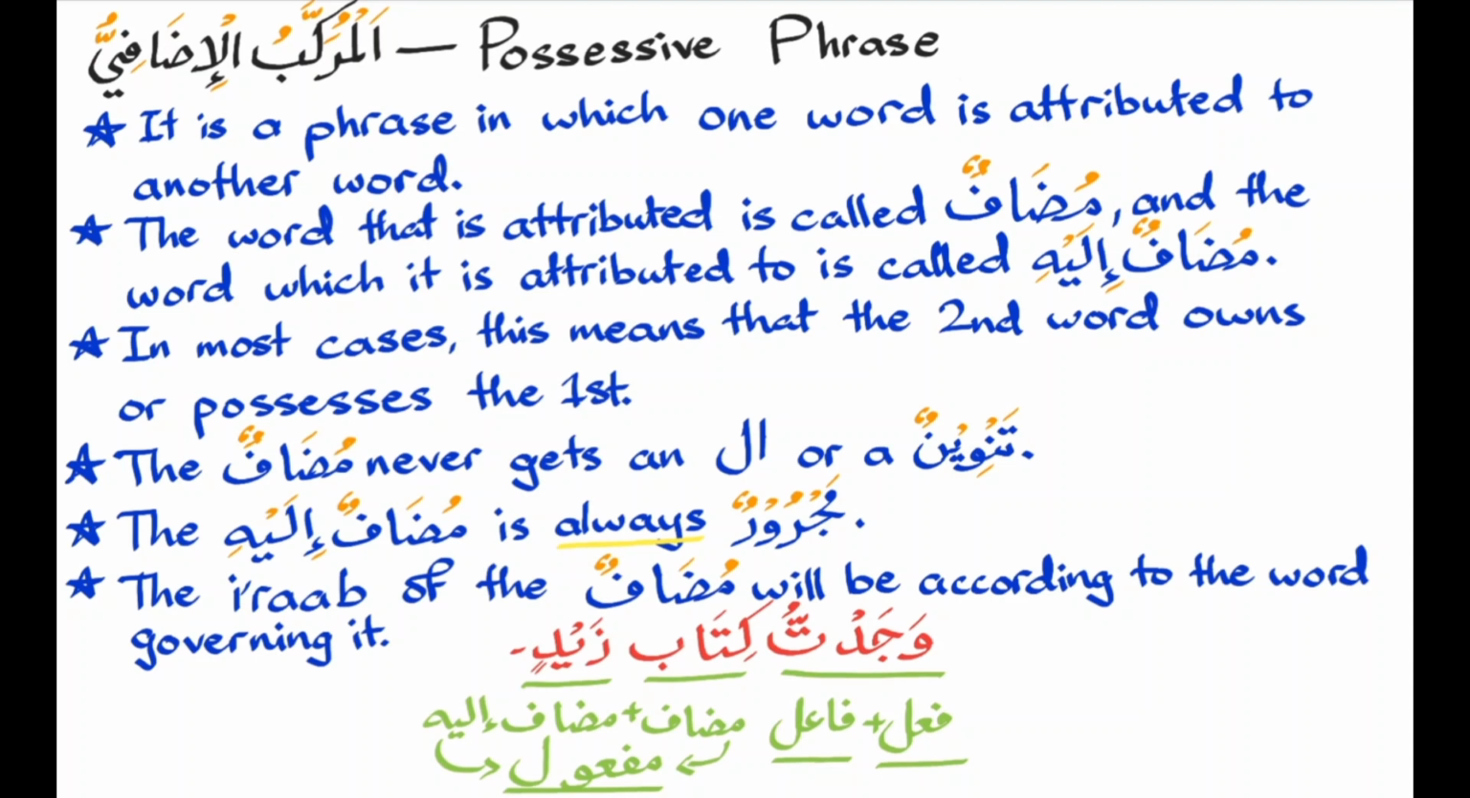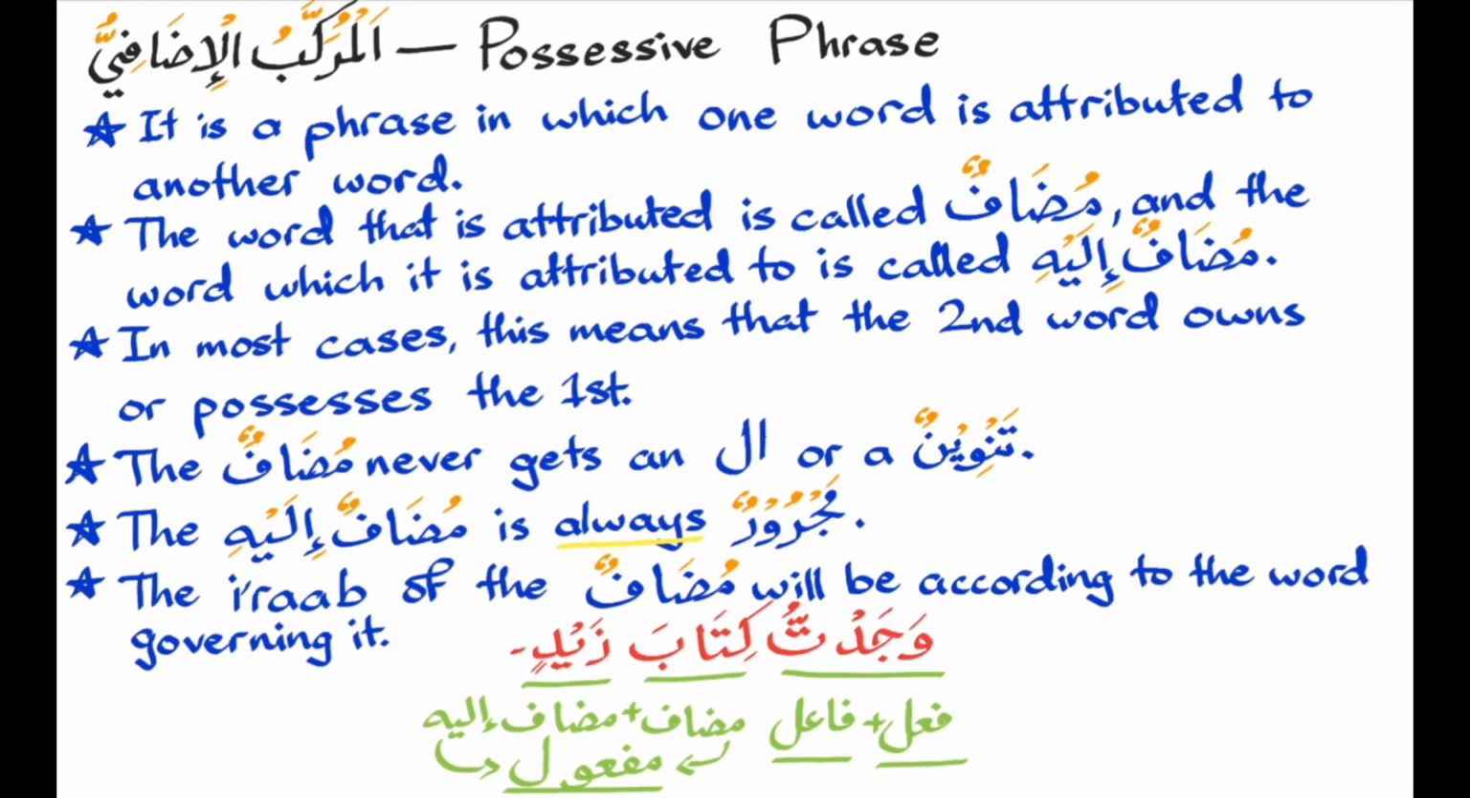Now what I really want to point out in using this example is that when you see the phrase kitaba Zaydin, you notice that Zayd is the mudaf ilayh, and because it's a mudaf ilayh, it's getting a jar. It's majroor. But kitab, which is mudaf, as I said, will be according to the word governing it. So the i'rab of kitab, the i'rab of ba, the last letter in kitab, will be in accordance with wajadtu, because that's the word governing it. And since it's coming as a maf'ul, and a maf'ul always gets a nasab or a fatha, kitab will also get a fatha. So the end result will be وجدت كتاب زيد. I found Zaid's book. So these are the basics you need to know about al-murakkab al-idafi or possessive phrase.